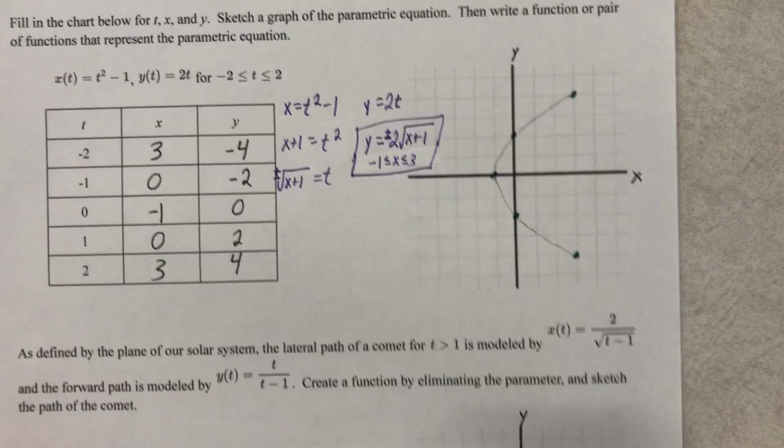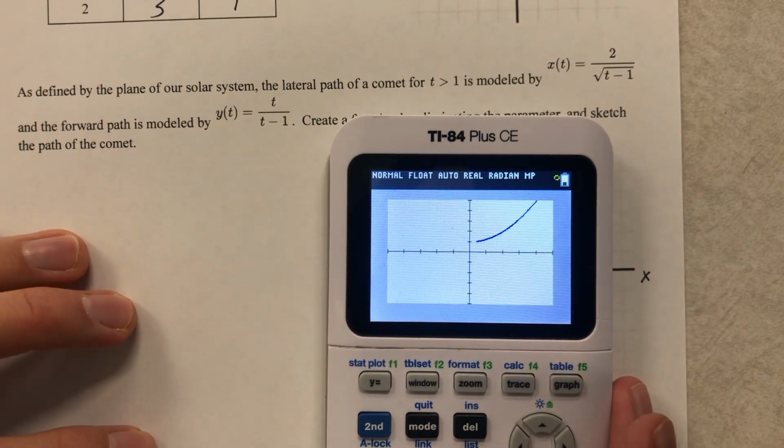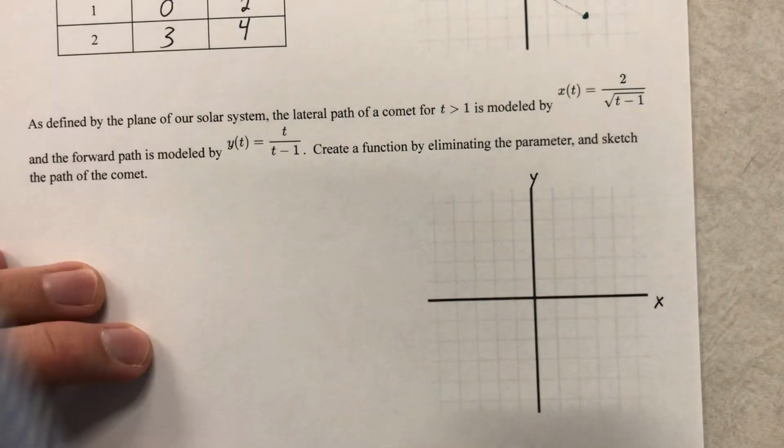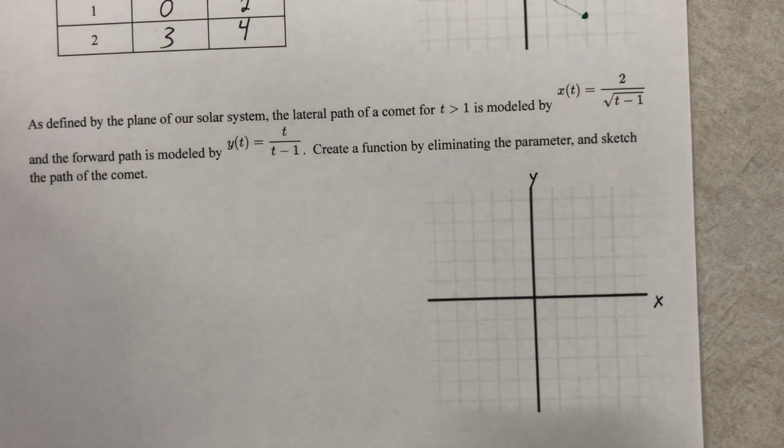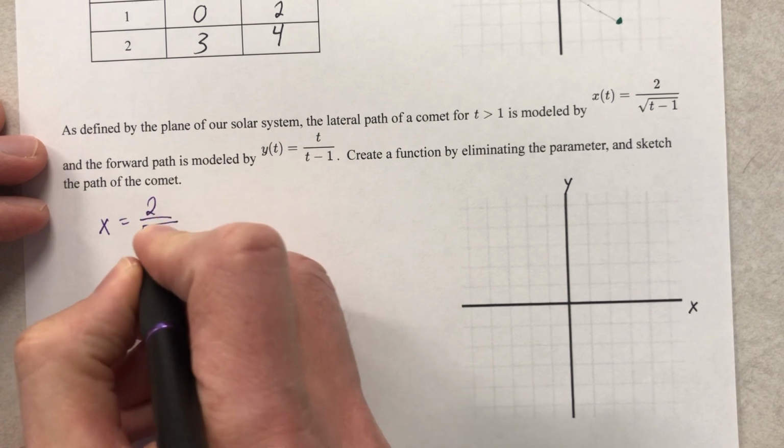Totally fine. It'll create a function. Now, if you're looking at that saying, that looks like a parabola, I'll go ahead and tell you it actually really is. So let's do it. What color should we use? I wish I had dice, I'd roll them. Let's go purple again. So x is 2 over the square root of t minus 1.